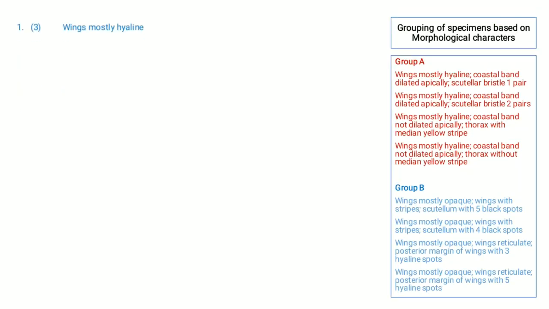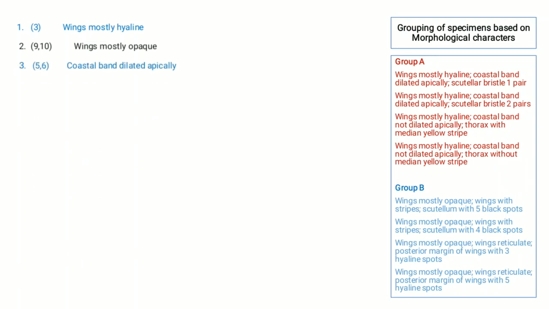So first of all, the first couplet, that is wings mostly hyaline. The number in the parenthesis, number 3, indicates that its secondary couplet is present at number 3. Next, the second point: we have wings mostly opaque. So the group 2 members have wings that are mostly opaque, and the numbers in parentheses 9 and 10 indicate that the couplets for the character that is mentioned at 2 are present at number 9 and 10.